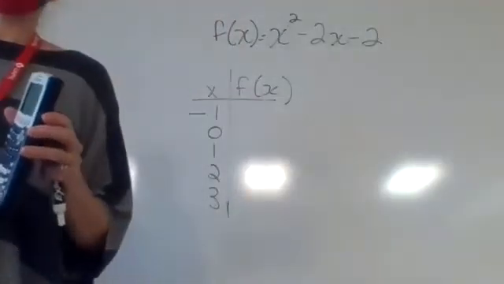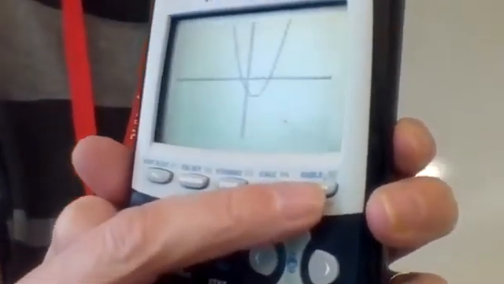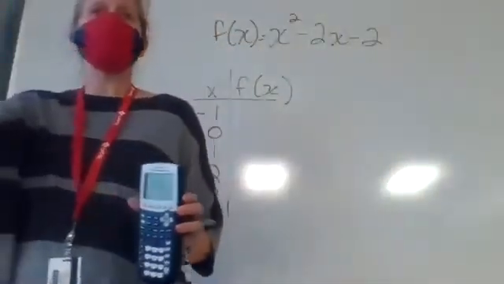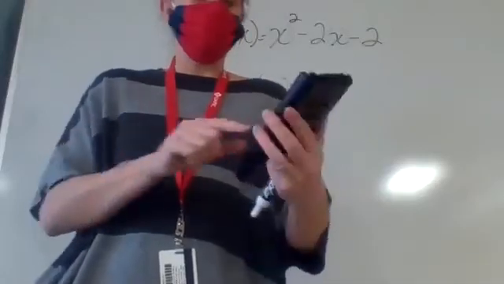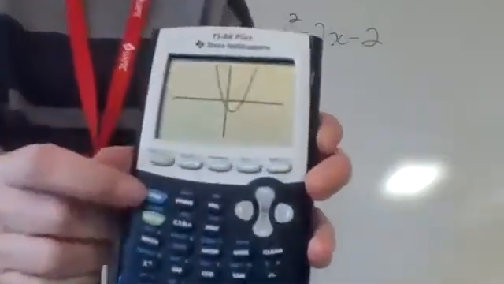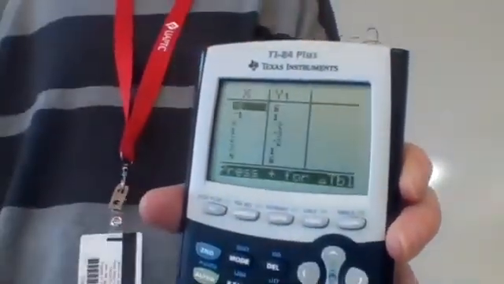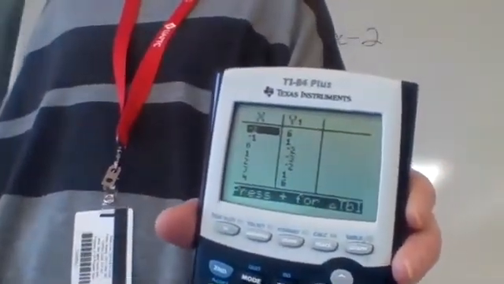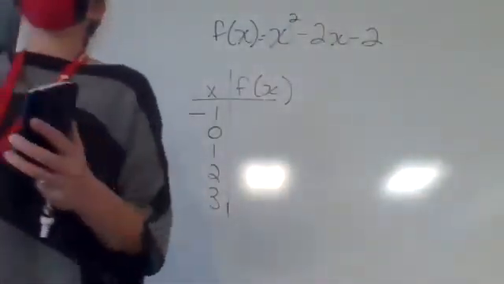How do you get to table? Do you see how table is written right above graph? And it's blue. Anytime you need to get to something that is blue on your calculator, you hit the second button. You hit the blue button. That tells it to go to the blue stuff. So second, and then graph again. There's that table.